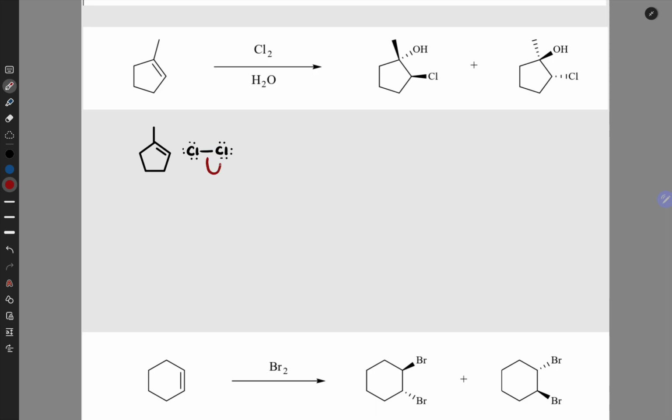This is another concerted mechanism, so it really doesn't matter where you start. I should start from the double bond going to the chlorine, and then these electrons go to the carbon on the other side of the alkene, and the rest of the electrons go to the other chlorine. Now this is also trigonal planar again. We have an achiral molecule and another achiral molecule, which means that we're going to get a racemic mixture.